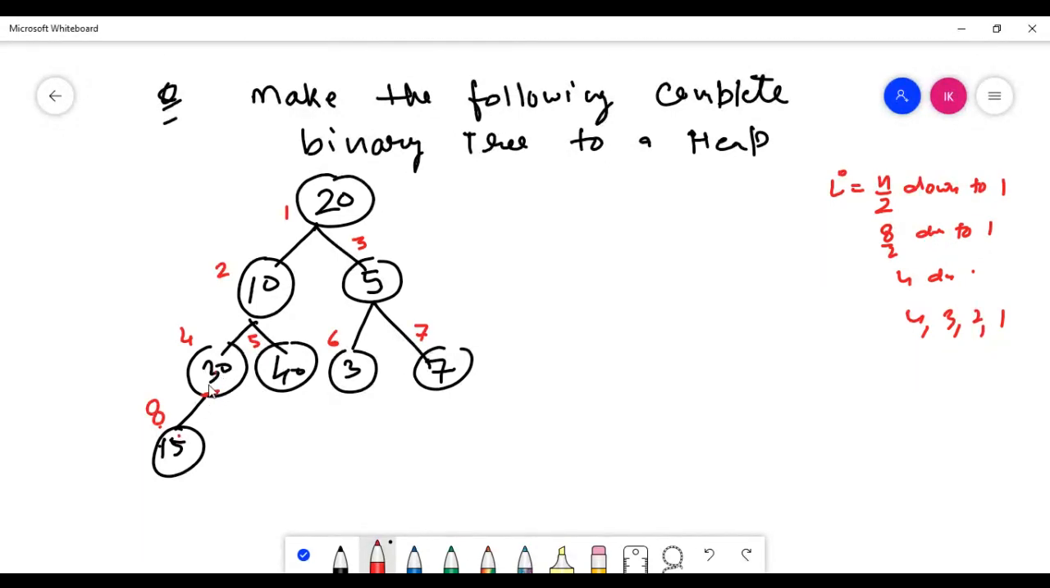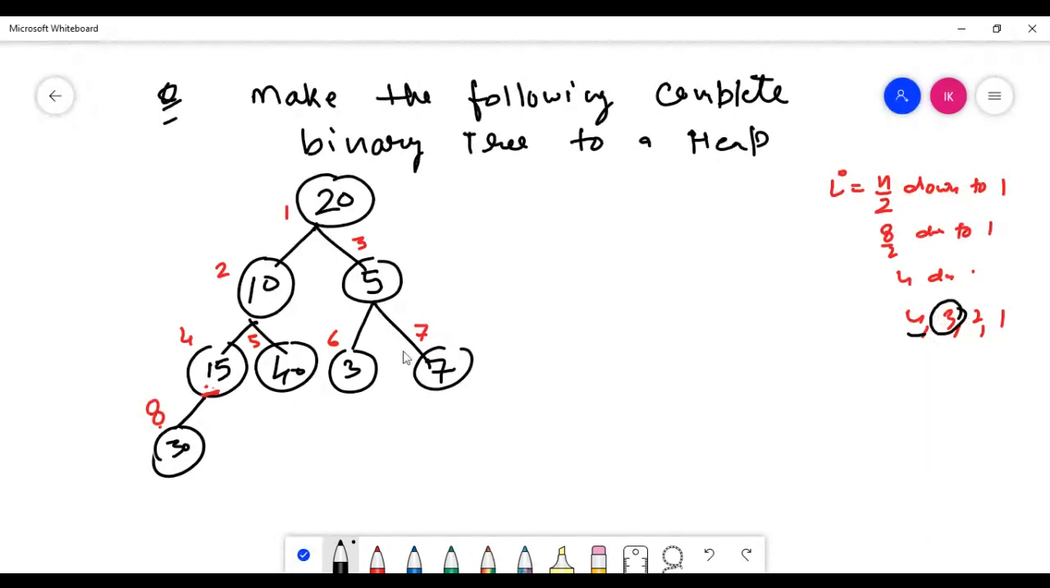Check this one. Is it a heap? 30 and 15, is it a heap? This is the root, 30, and this is the child, 15. The parent must be smaller. So what do you do? Make this 15 and make this 30. Okay. So now you see the 4 is now a heap, no problem.